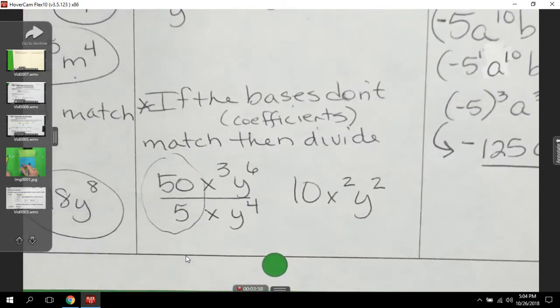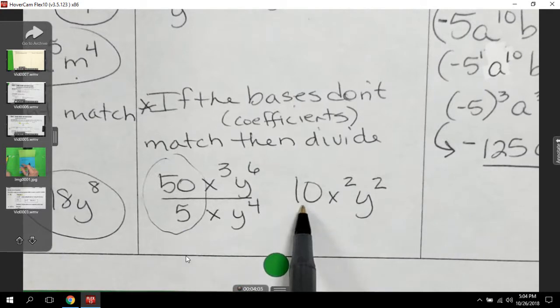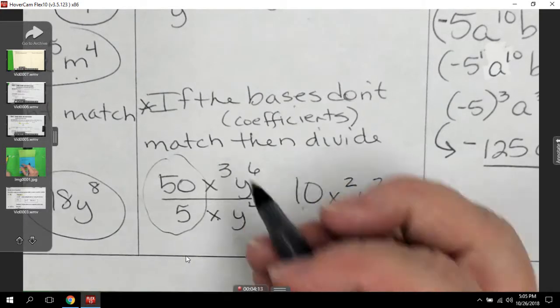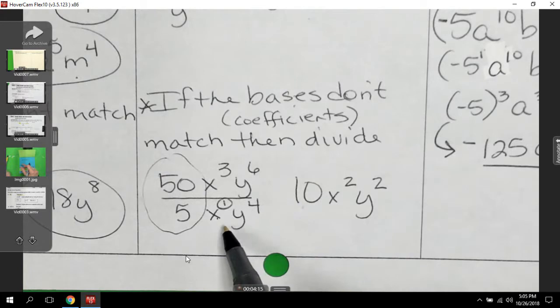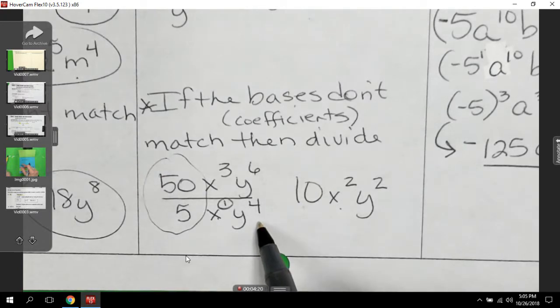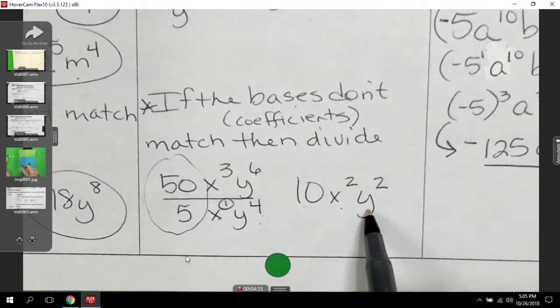If the bases don't match, referring to the coefficients, we would divide. 50 divided by 5 is 10. X to the 3rd divided by x to the 1st gives us x to the 2nd. Y to the 6th divided by y to the 4th, subtracting the exponents, we end up with y to the 2nd. So our answer is 10 x to the 2nd power, y to the 2nd power.